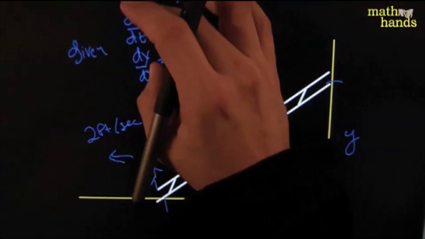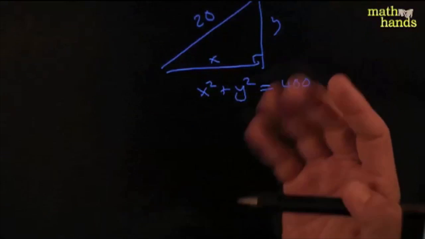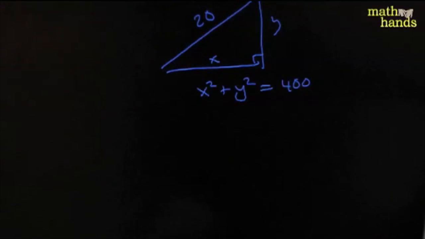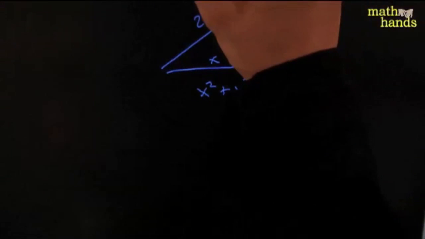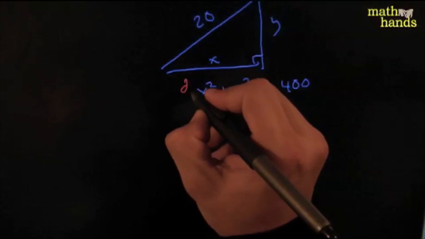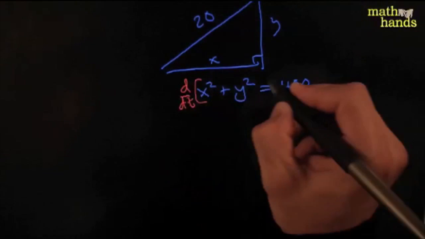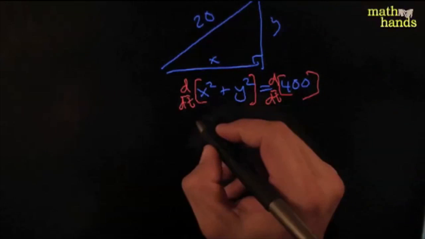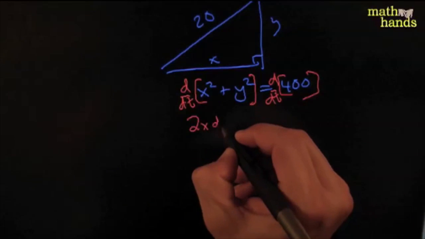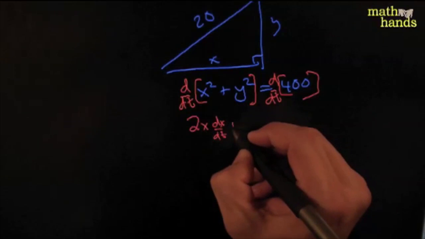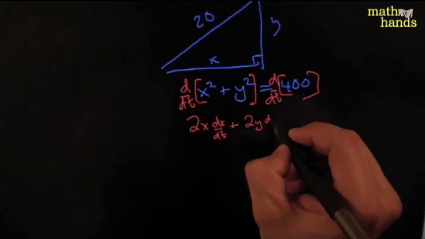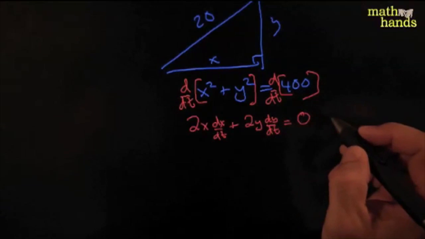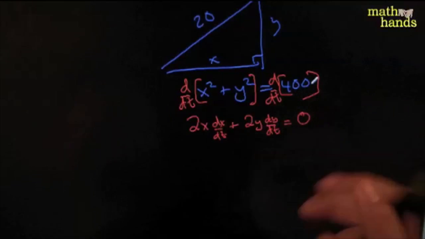Once we know how y and x are related, what do we do? Let me give you a hint. Slap something on both sides. What are we going to slap on both sides? A d/dt on this side and a d/dt on that side. That would give me 2x dx/dt plus 2y dy/dt is equal to 0. The derivative of a constant with respect to time is 0.